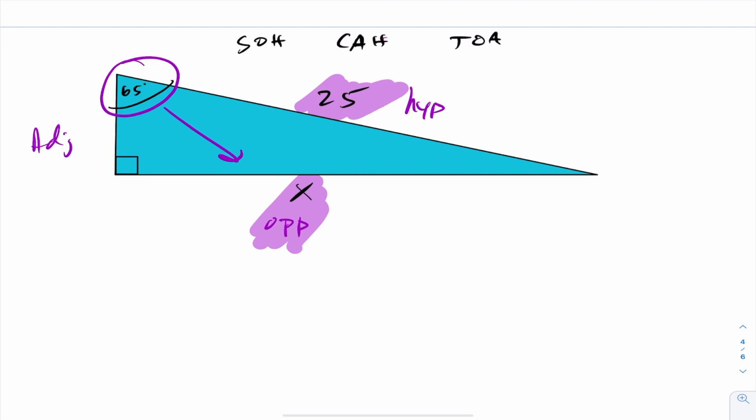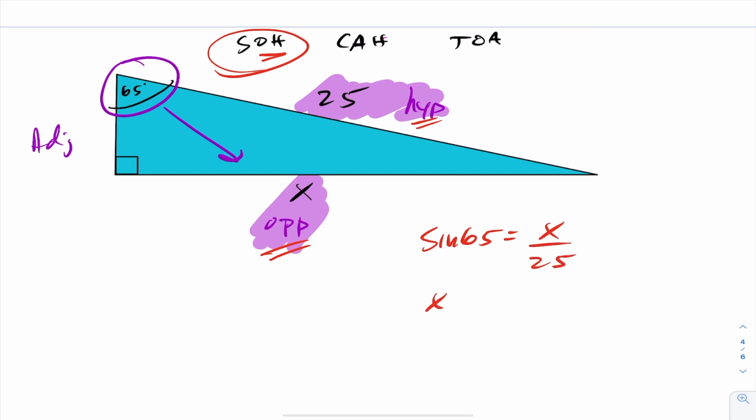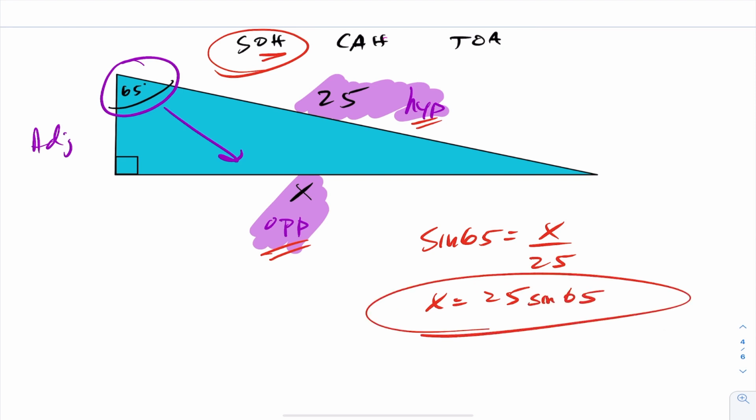I'm given the 25. This involves the O and the H. If it involves the O and the H, it's a sine question. So in this case here, the sine of 65 degrees is my opposite over my hypotenuse, and multiply across by 25, and you get x equals 25 sine 65.